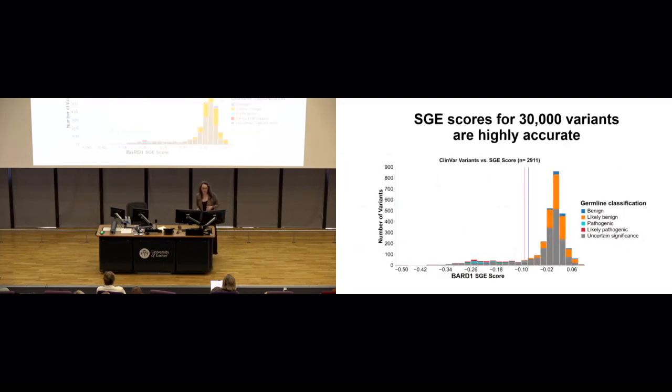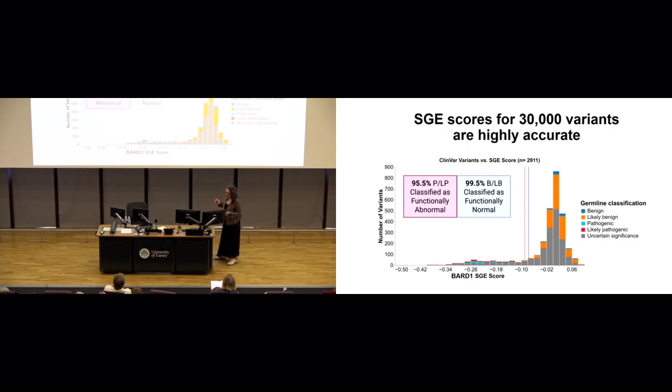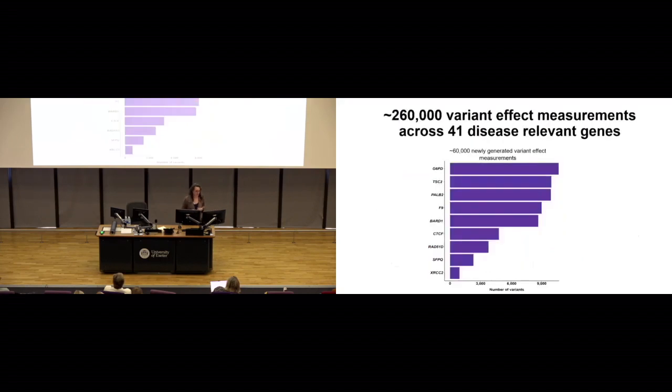These scores can be highly accurate. I'm just showing you an example of BARD1. BARD1 is BRCA1's best friend. And if we look at the benign variants, they all fall in this functionally normal range, 99.5% of them, whereas 95% of the pathogenic and likely pathogenics fall on the right side of this functionally abnormal line, suggesting that this data is high quality, which is good.